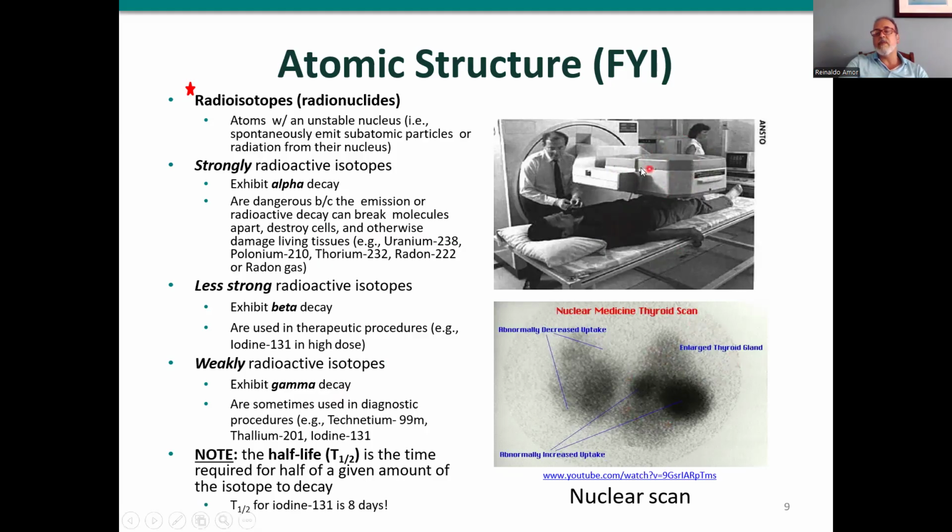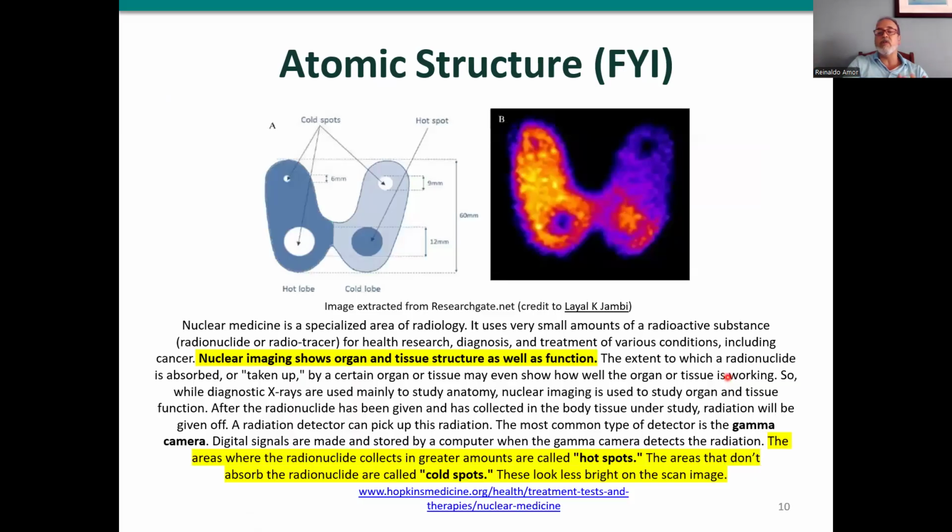So usually, with nuclear scans, we study the anatomy and the function of the organ or the tissue that we are examining. Here, if there is an enlarged thyroid gland, you can have an abnormally increased uptake of this radioisotope. And you can see another part that might have a decreased uptake of the isotope. So the tissue might not be very functional, or it might be too functional. Okay, so you can see how chemistry applies to the study of anatomy and physiology. I found this image, and you can read through this, but you can see that nuclear imaging shows organ and tissue structure as well as function.